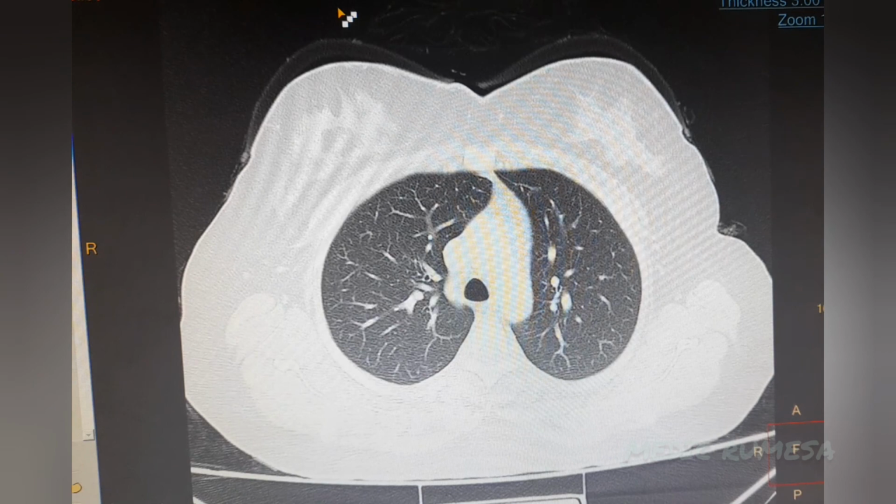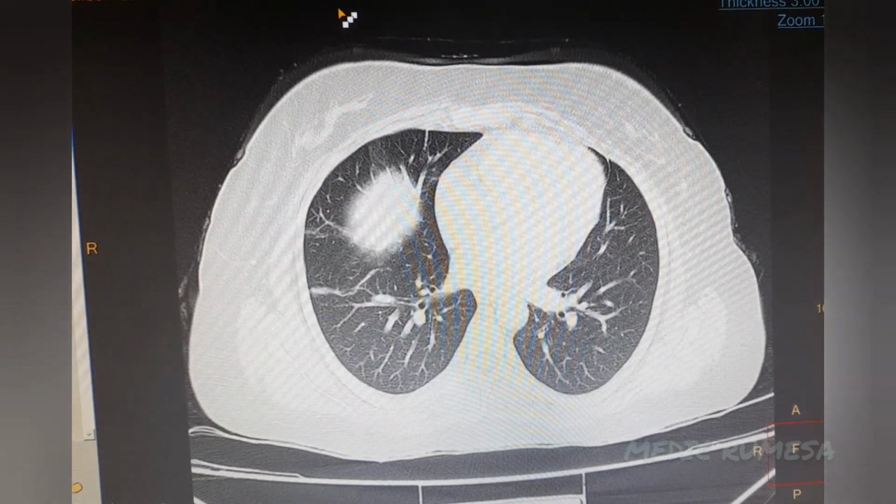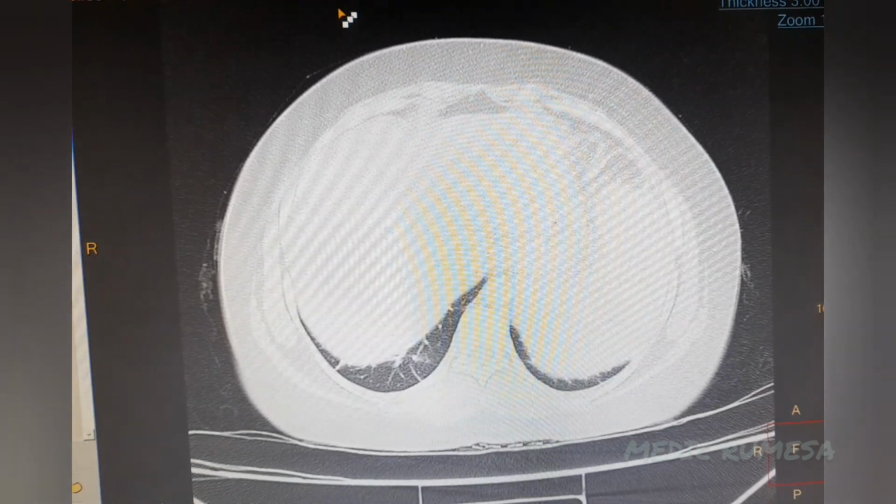So the total CT score of this patient was 6, and she had moderate acute pancreatitis with a complication of ascites.